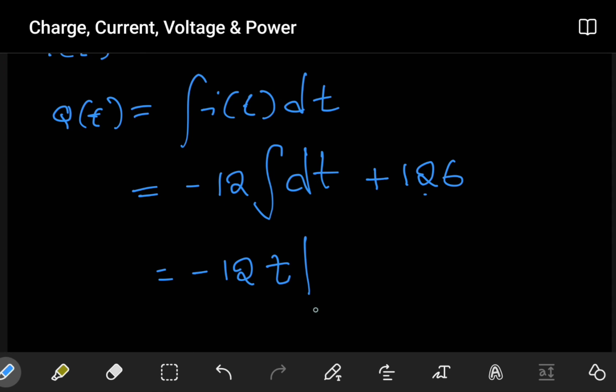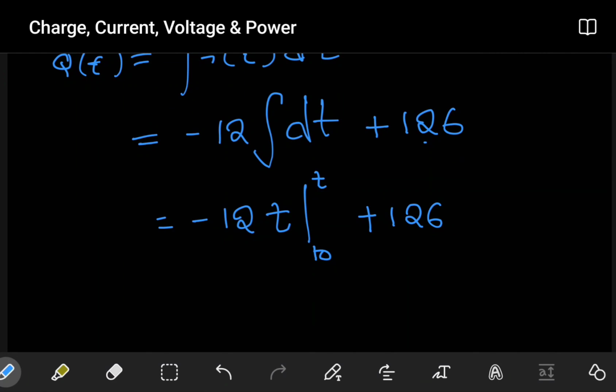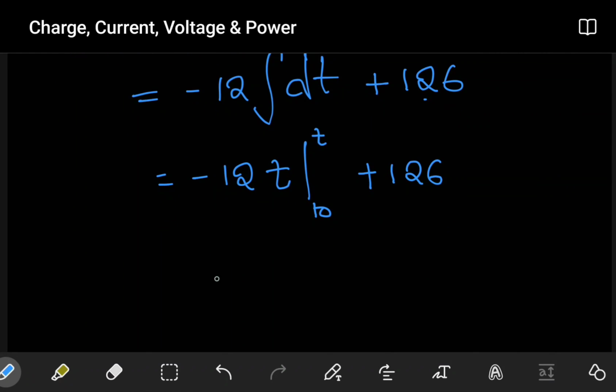The starting point is 10 seconds, and let's keep it general now. We're going to some unknown time, let's say t. Then we are building on the 126 that we found earlier, so 126 coulombs. So how will this become? This is going to be the 12. When t is equal to t, we're just going to have a t there, and when t is equal to 10, where there's t, I'll say minus 10, and then plus what we found, which is 126.